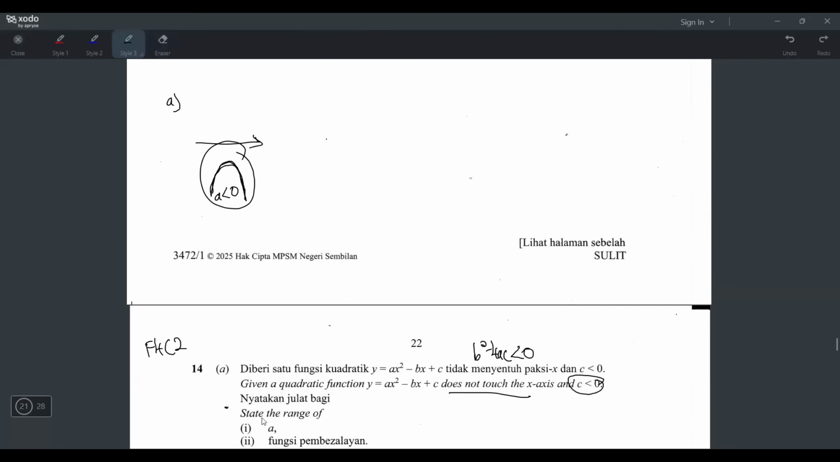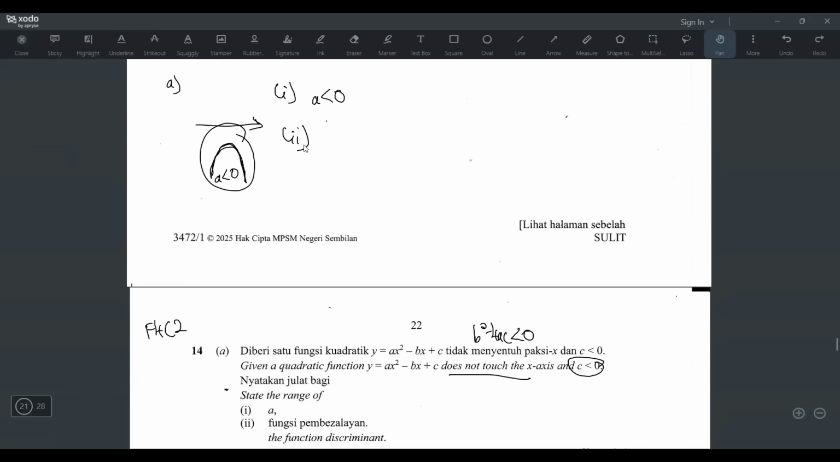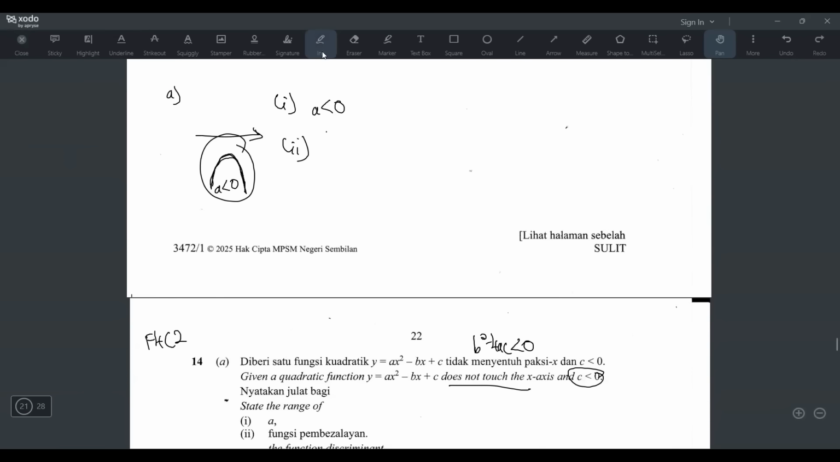So now we can answer the question. State the range of A. Okay, the range of A is definitely lesser than 0 because we already know the shape has to be like that. Okay, and then second question, state the range of the discriminant. Discriminant means the b squared minus 4ac. So the range of b squared minus 4ac must be lesser than 0. Yeah, it must be negative. Okay. Yeah, so that's how to do it.